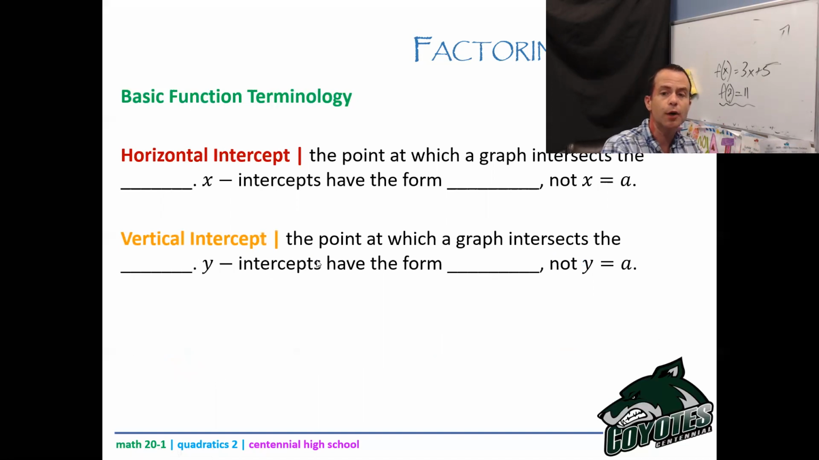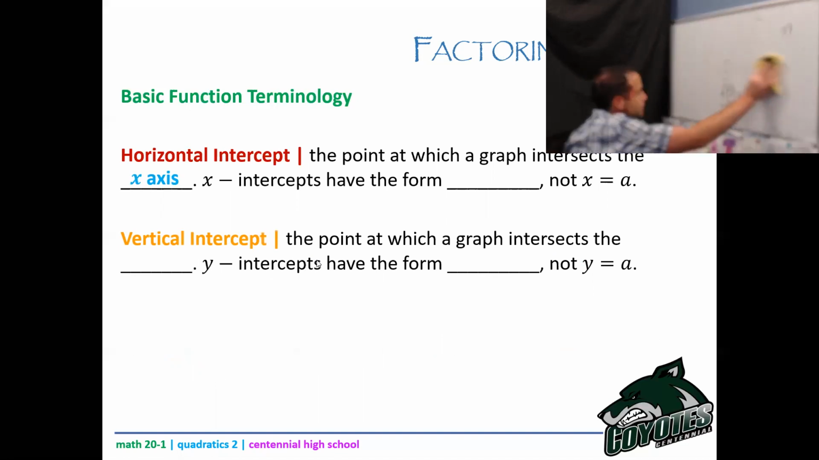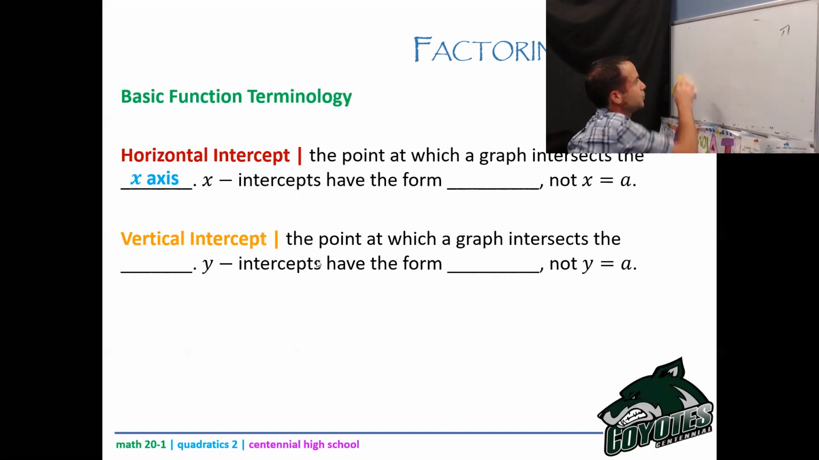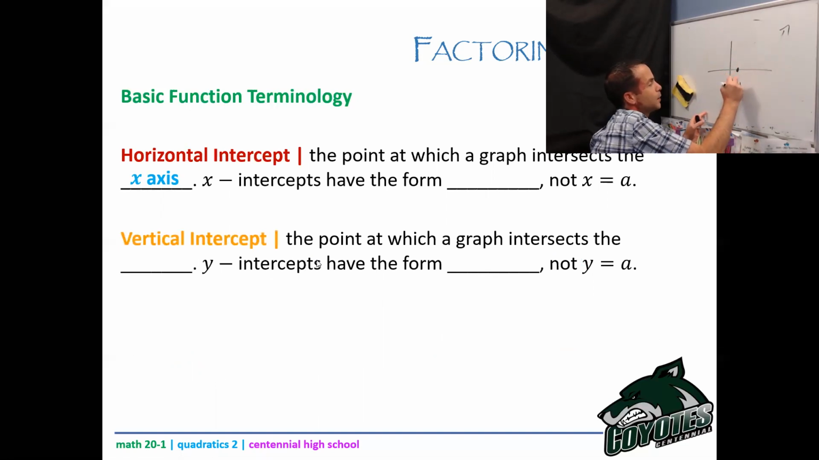Also we want to talk about intercepts. Horizontal intercept, also known as the x-intercept, is the point where a graph intersects the x-axis. No matter where I am on the x-axis, let's say I was here, that point might be (1, 0). Or let's say I was here, that point might be (-3, 0). Or over here, that point might be (5, 0).